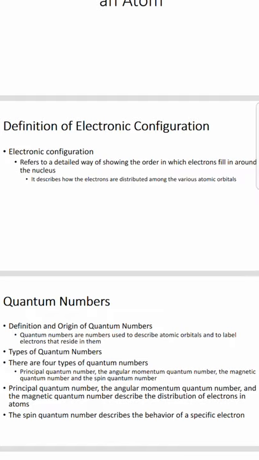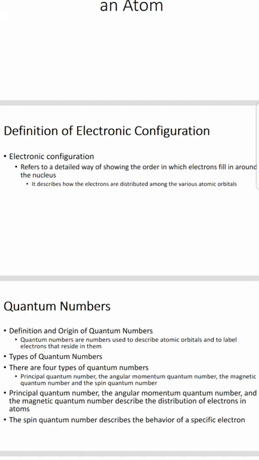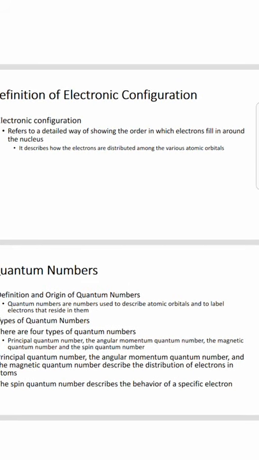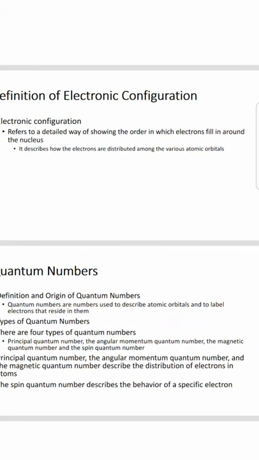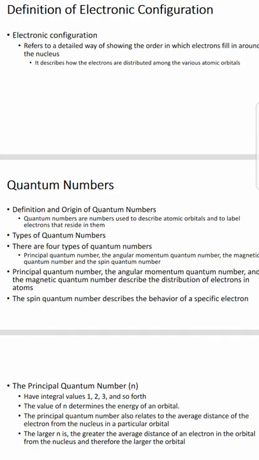Sasa tutaka tuone namna gani electron ana behave around the nucleus. That is what we are going to see today. It describes how the electrons are described among the various atomic orbitals. What I want you to know here ni kwamba by definition we have something called quantum numbers. Hizi quantum number ndio zitatuongoza sisi, itatusaidia vijana wangu msipanic, itatusaidia kujua namna gani electrons ana behave.